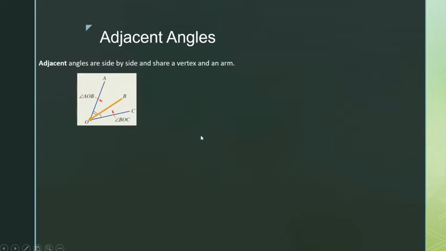Now when we have adjacent angles, sometimes we have special adjacent angles, such as two adjacent angles in a right angle. They add up to 90 degrees, and so the word for that is that they are complementary. So complementary angles are two angles that add to 90 degrees. And we see them in a right angle.